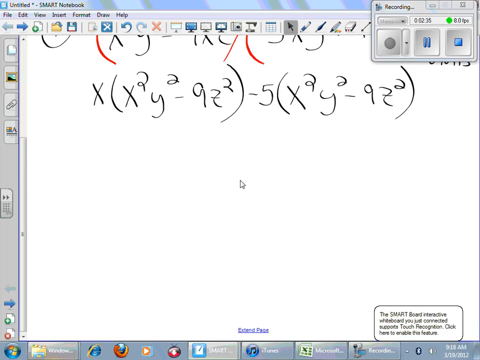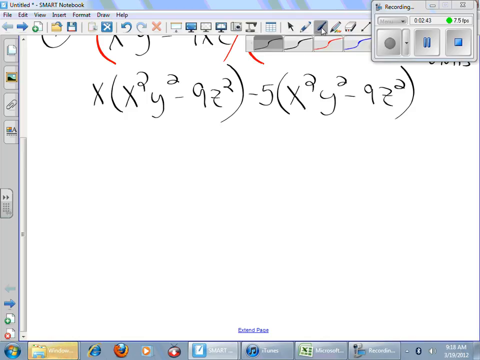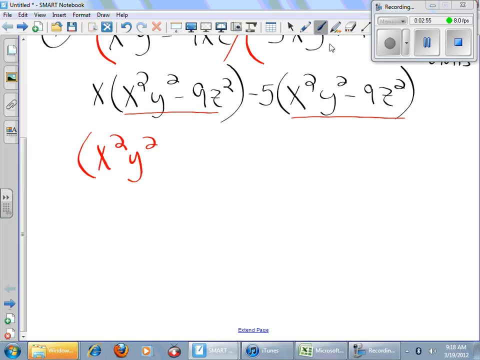Okay, I hope there wasn't a huge lull there. If there was, I apologize. Had a computer malfunction. Anyway, let me get back to factoring this problem. Okay, so now I have this quantity and this quantity which match, so I can factor those quantities out. X squared y squared minus 9z squared, and x minus 5.